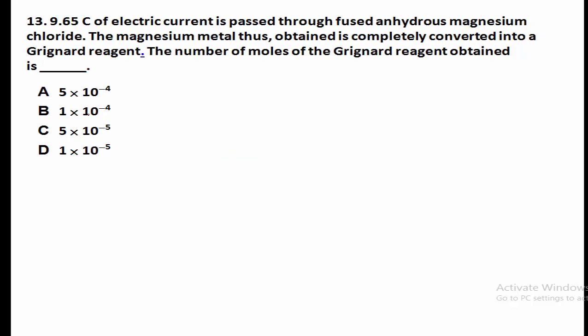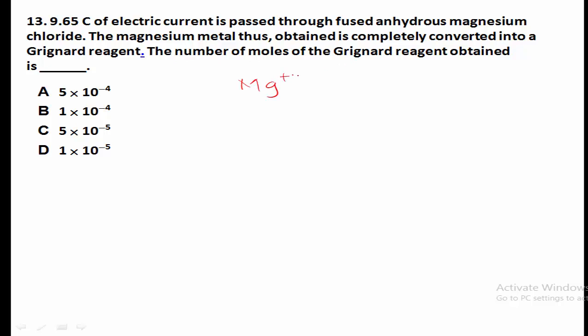Therefore, the answer for this will be option D. Next, 13th one: 9.65 coulomb of electric current is passed through fused anhydrous magnesium chloride. The magnesium metal thus obtained is completely converted into a Grignard reagent. The number of moles of the Grignard reagent obtained is... So first write down what happens to anhydrous magnesium chloride.